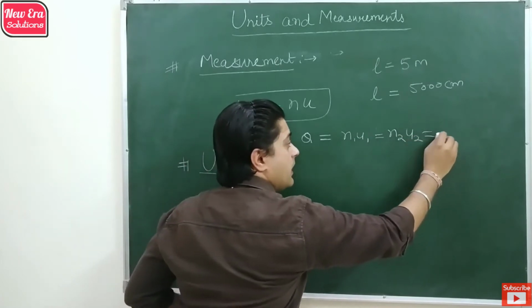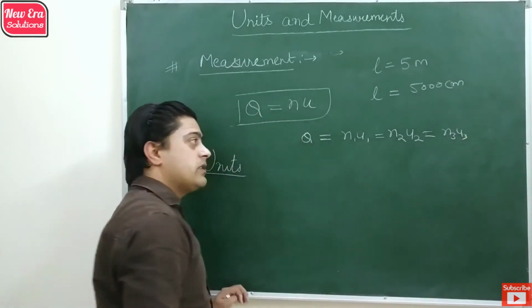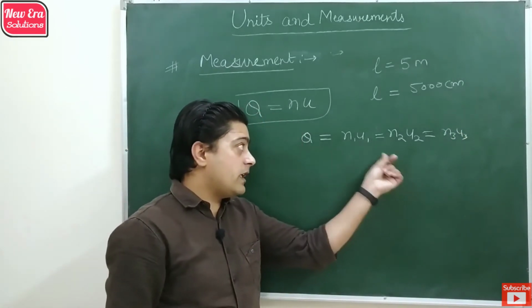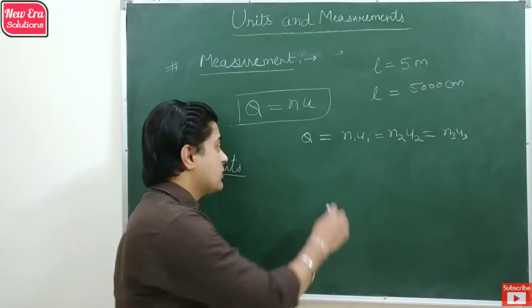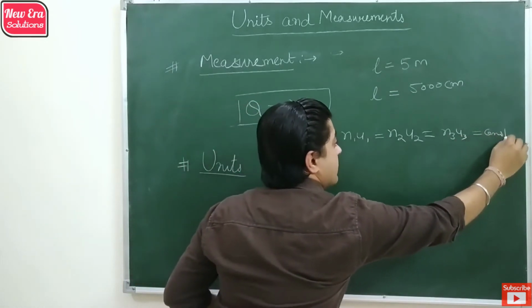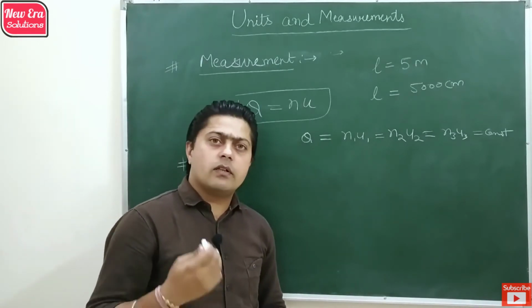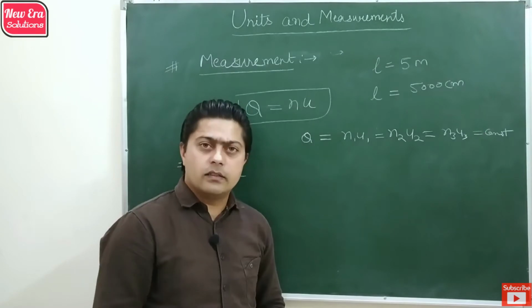It does not depend on the choice of units, because by changing the units the numerical value changes but their product remains the same. So we can say that the product always remains constant. By using this formula we can also convert one system of units into another.